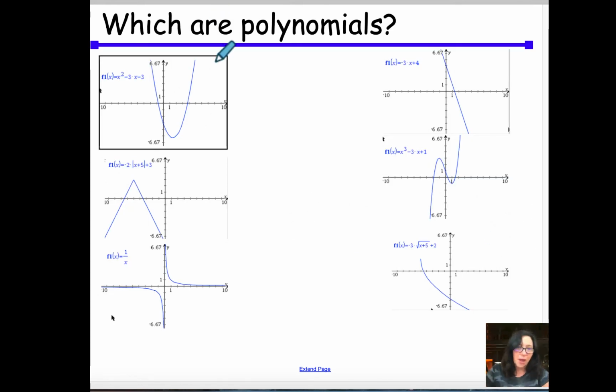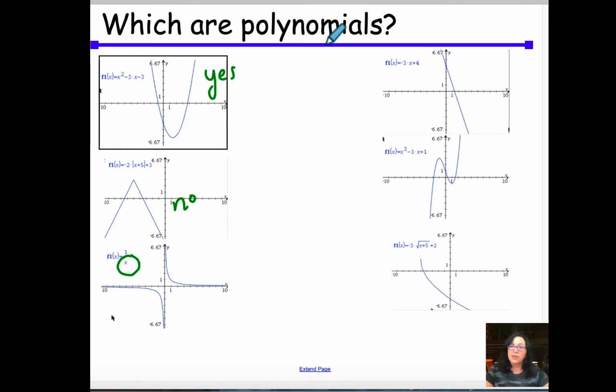Asking yourself which of these are polynomials, I would suggest you take a minute, pause the video, and try to figure that out yourself. Okay, so I'm assuming that you did that. This would be yes, because it's smooth, it's quadratic. This one's an absolute value, so this is not a polynomial. This one, see how the variable is in the denominator? That is not a polynomial.